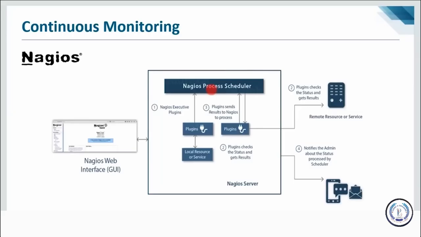Now, what are plugins? Plugins are compiled executables or scripts that can be run from a command line to check the status of a host or service. Nagios uses the results from the plugins to determine the current status of the hosts and services on your network. So what happens actually in this diagram? The Nagios server is running on a host and plugins interact with local or remote hosts, right? Now these plugins will send the information to the scheduler, which displays that in the GUI. That's what is happening, guys.